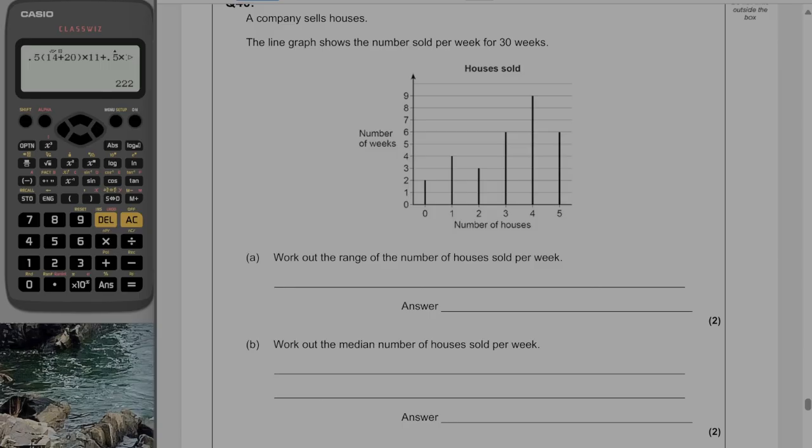So the maximum number of houses sold is 5. The minimum one is 0, so that would just be 5. Work out the median number of houses sold per week.